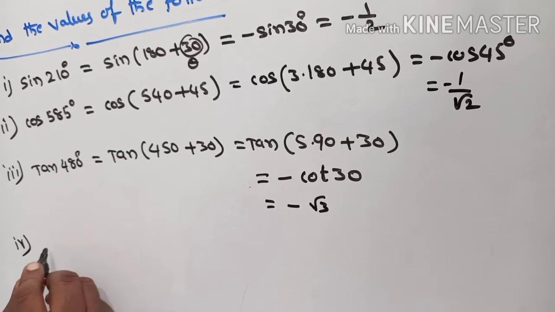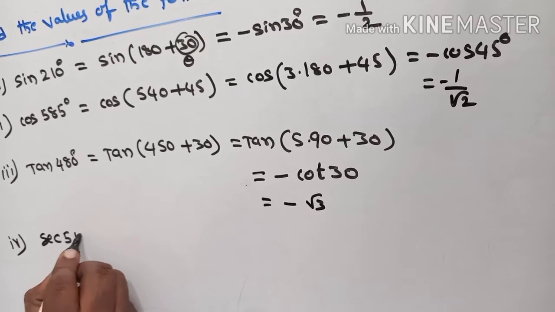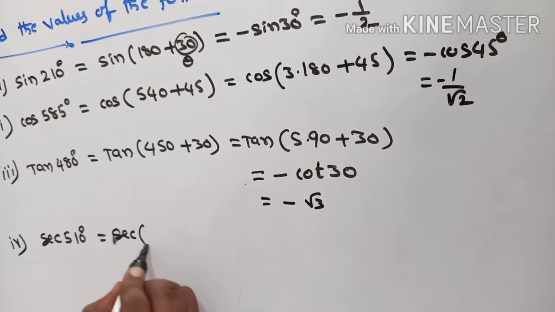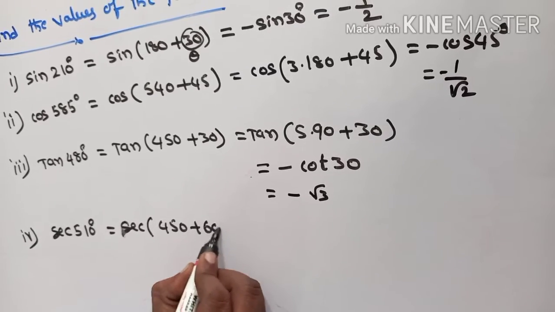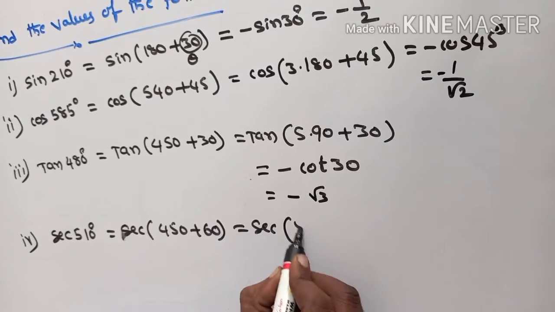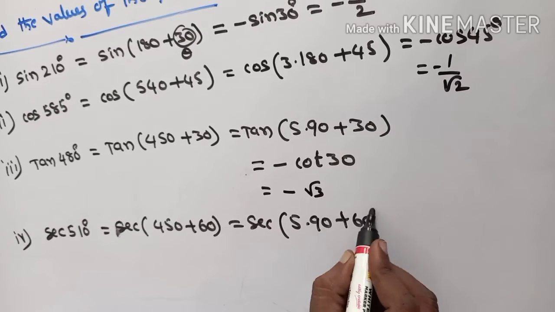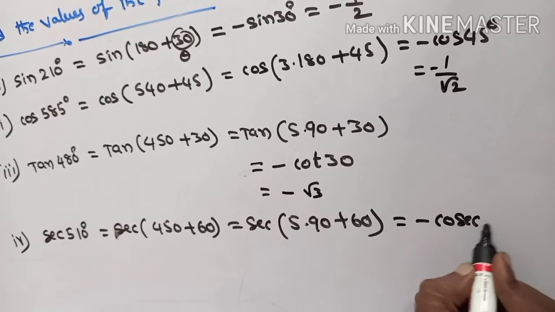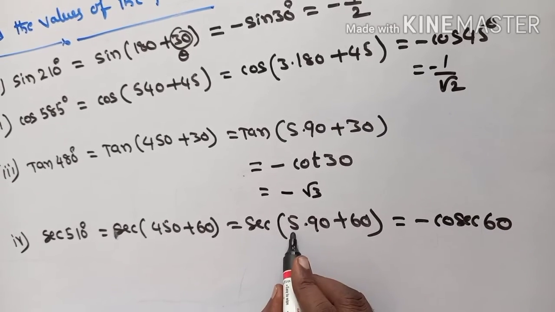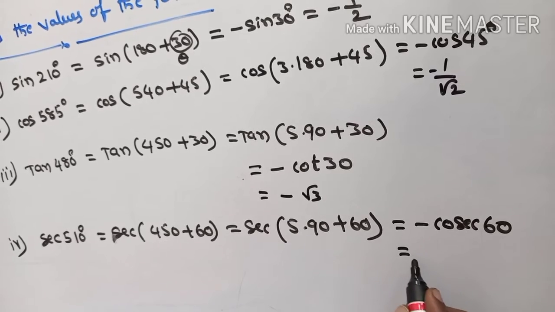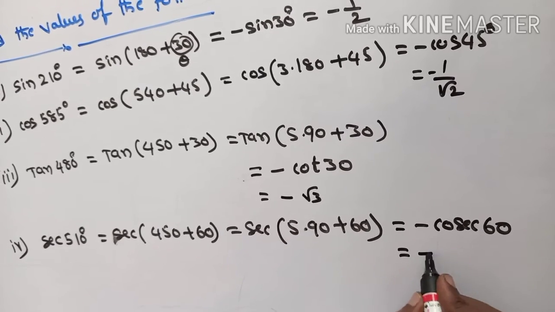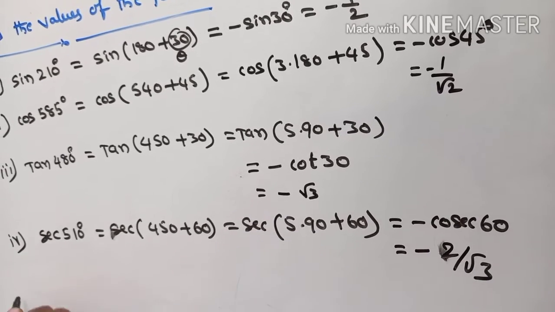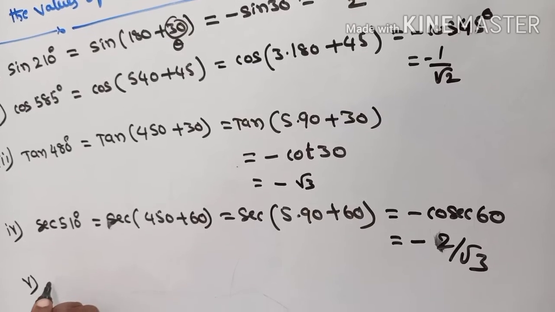Now fourth one, sec 510 degrees. This can be written as sec of 450 plus 60. Sec of 5 into 90 plus 60. Here sec of 90 plus theta is minus cosec theta. Theta means 60 degrees. 5 is an odd digit, so you get minus. Cosec 60 value is 2 by root 3. This value is minus 2 by root 3.